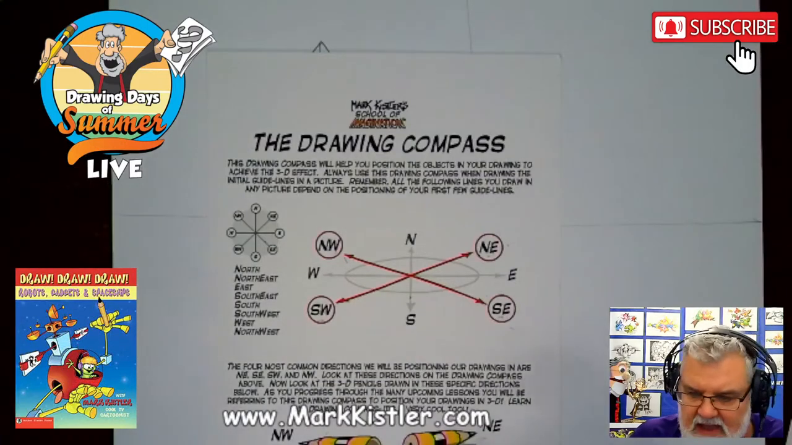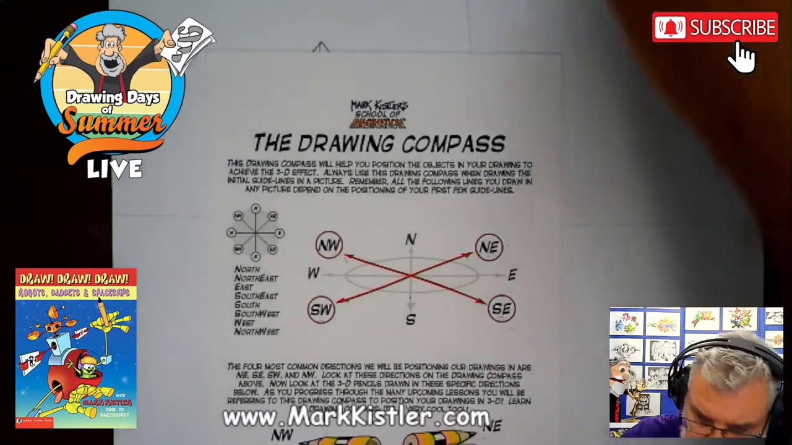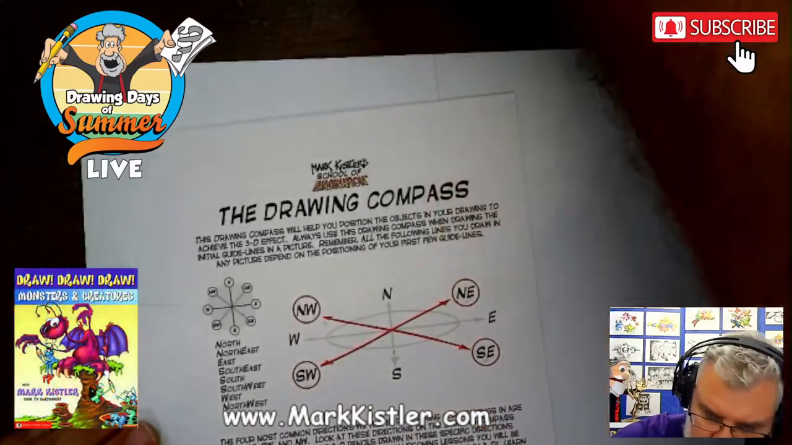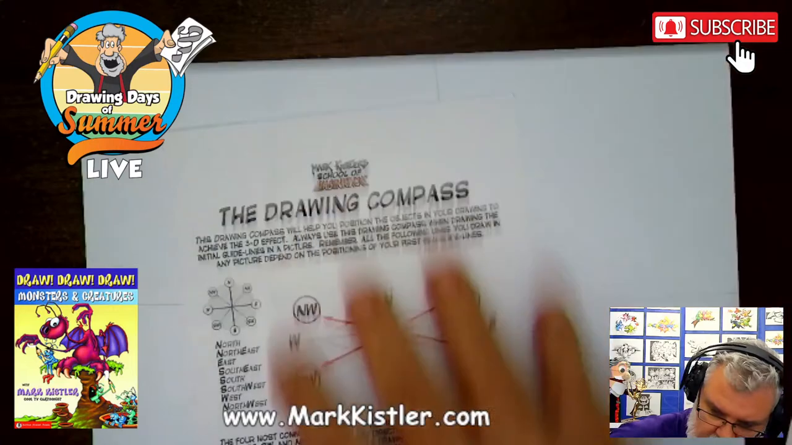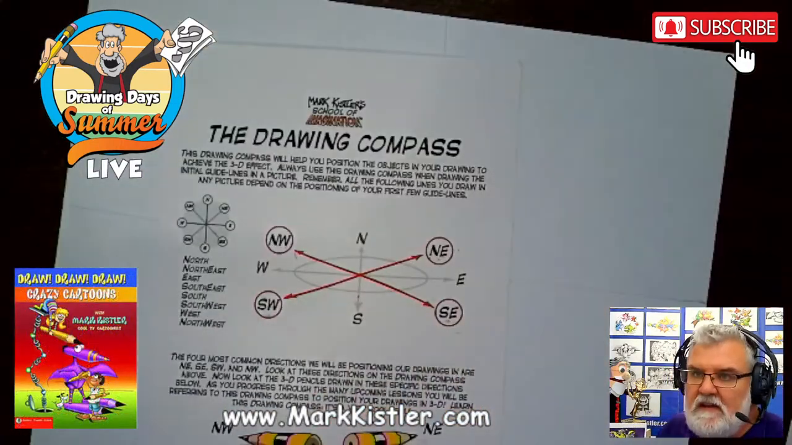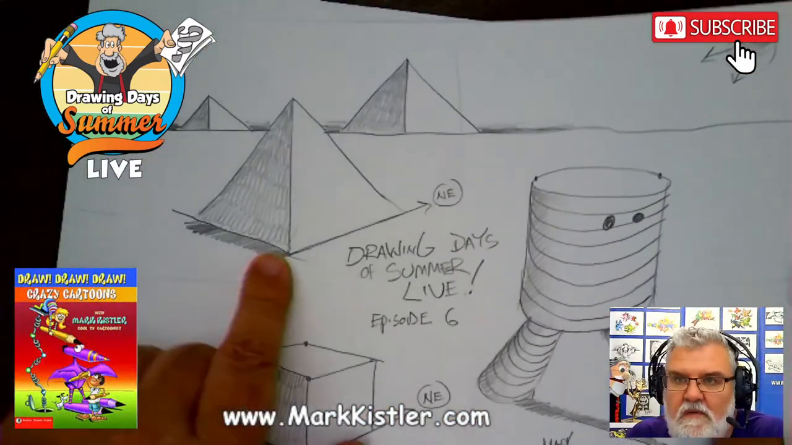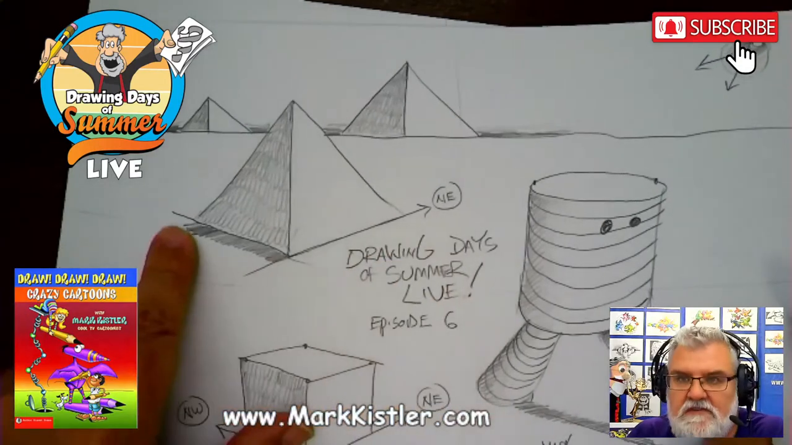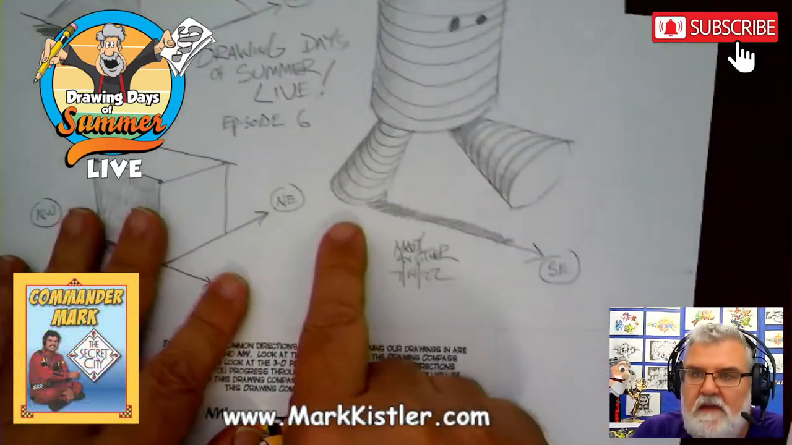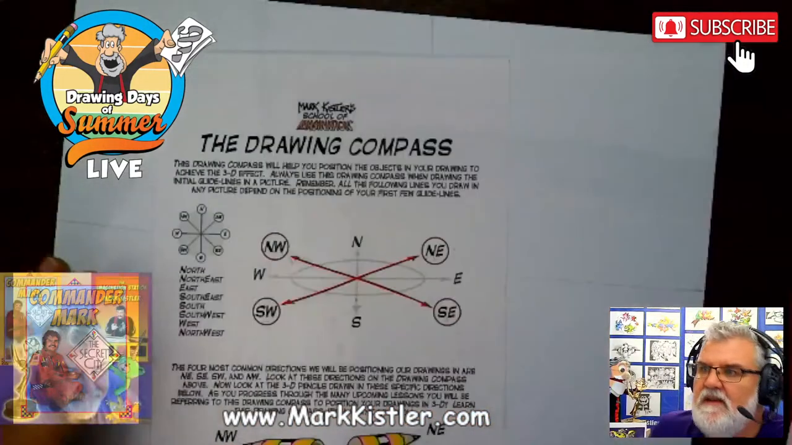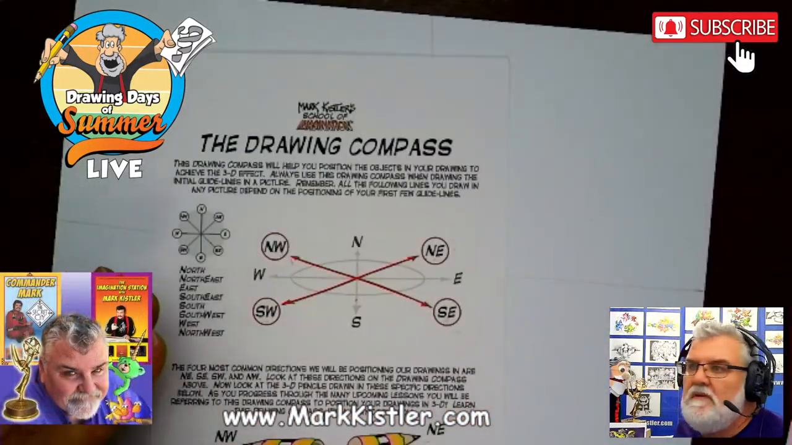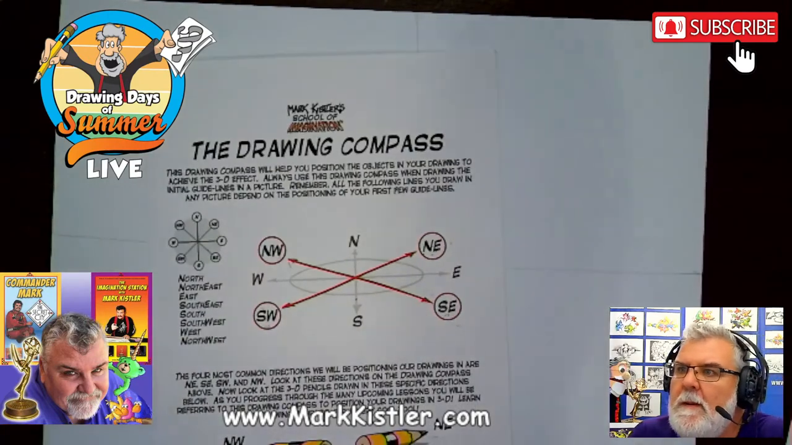And you can see these positions. If we look at the drawing I did earlier, where's that drawing I did earlier? Oh, here it is. See right here? We did the direction northeast, direction northwest. This shadow is southeast. See all that? It's very, very cool. Very, very helpful.